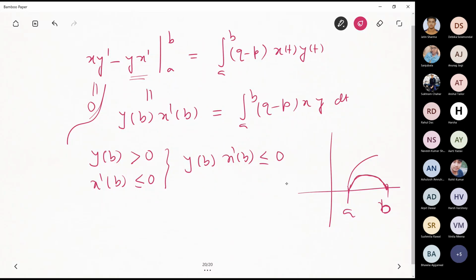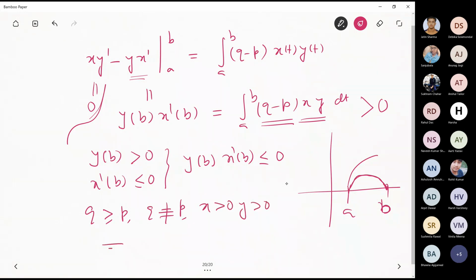And now you see that q minus p. We assume that q is greater than or equals to p, but they are not identical. Therefore, q minus p is greater than or equals to 0. And when you integrate a to b, and x and y are positive, these two functions are positive. Therefore, this is going to be positive. Okay, q is greater than or equals to p, and q is not identically equals to p. X positive, y positive implies the integral a to b of (q minus p) into xy is positive.